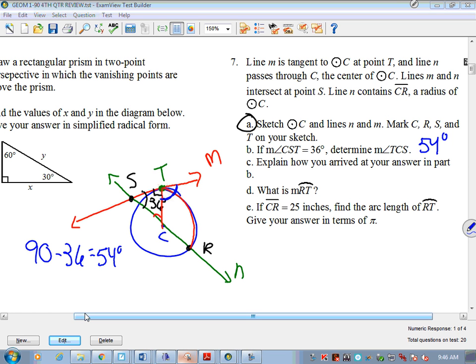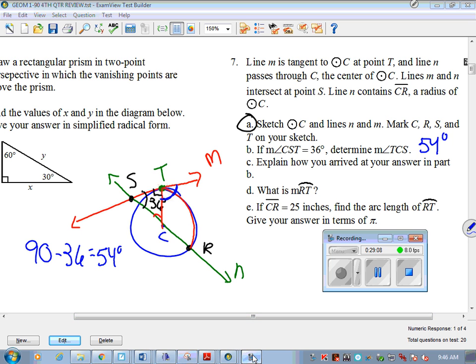54 degrees, this means... well, we're probably going to have to stop right there. We'll come back to you guys. I'll probably finish this up with the other class. Okay, we'll try to get a bunch of this done, ready for your test tomorrow.